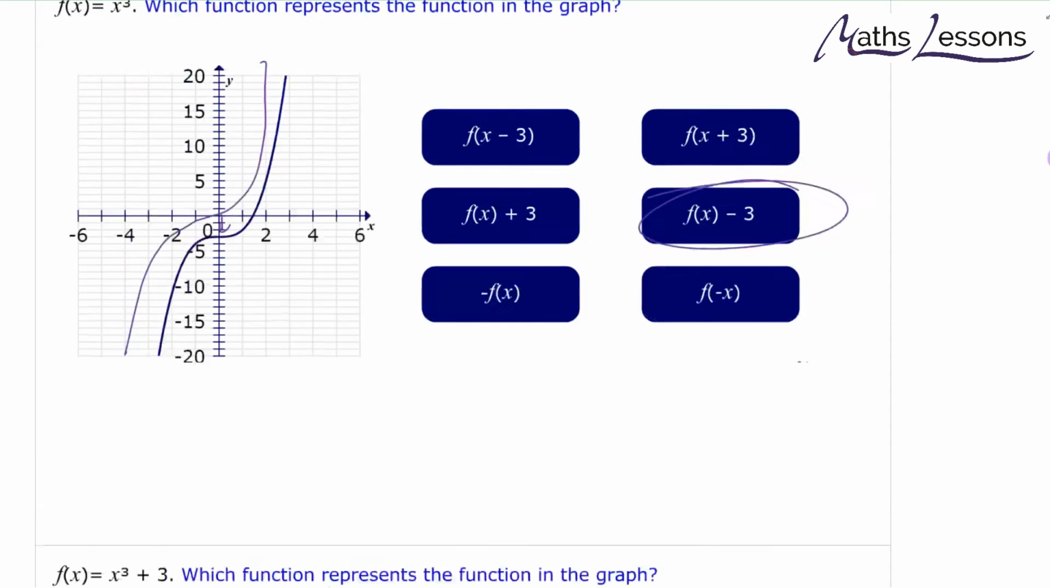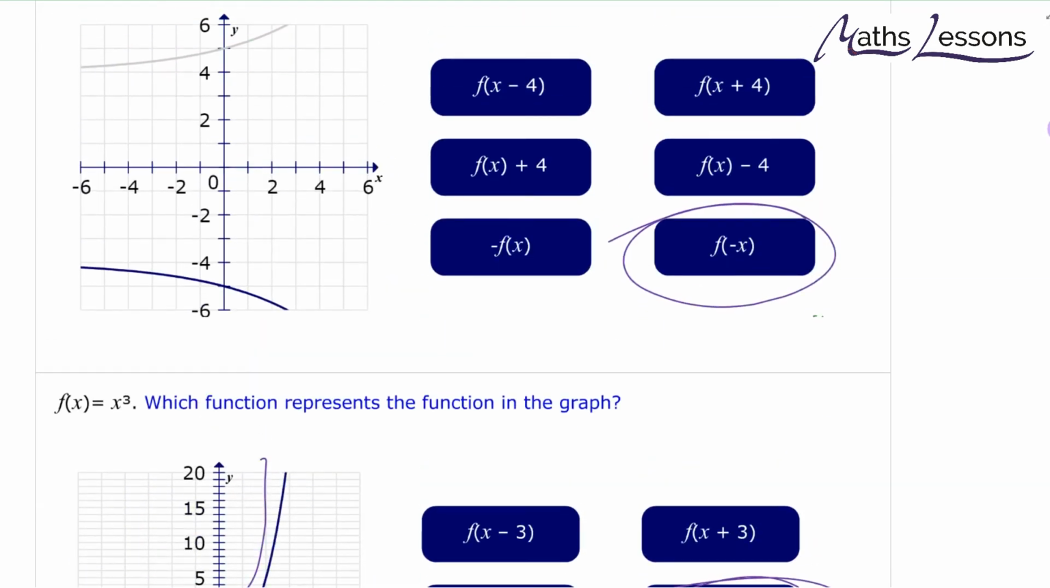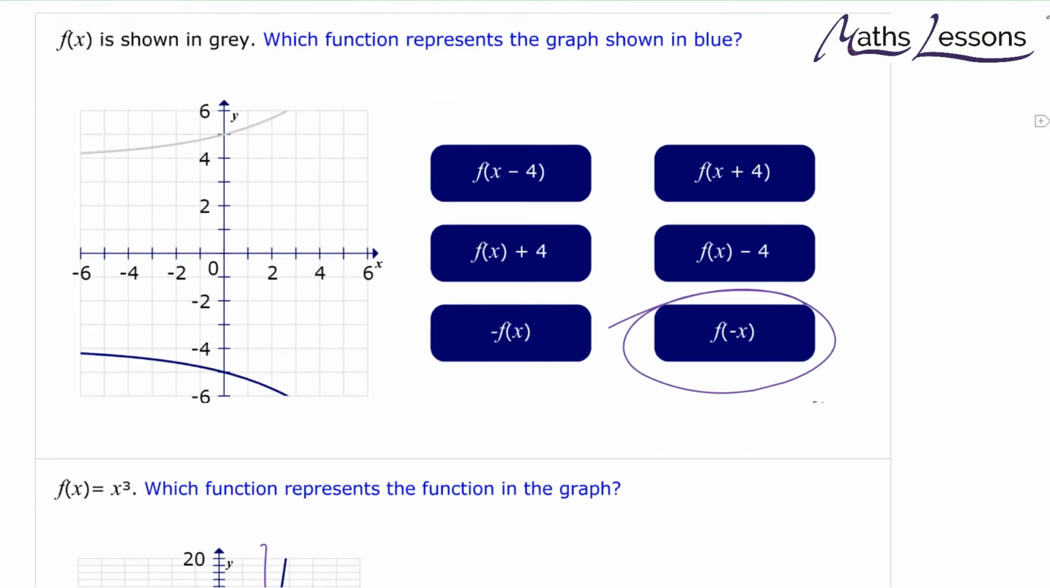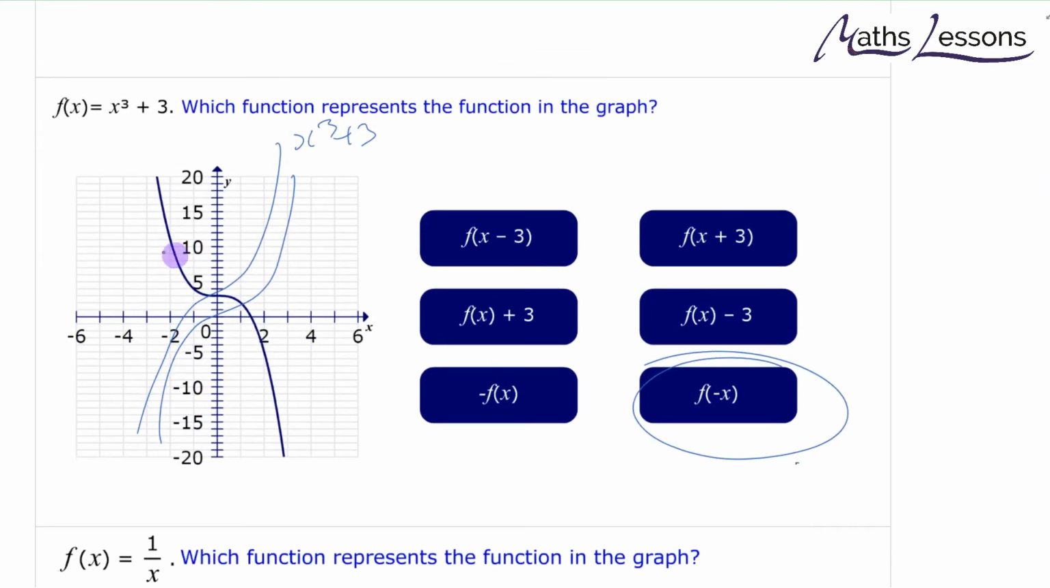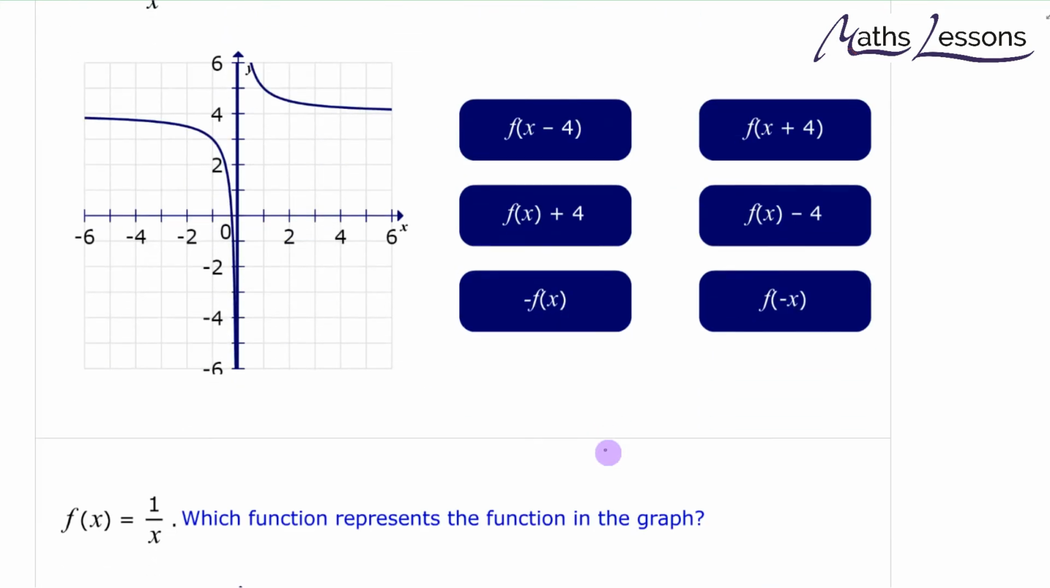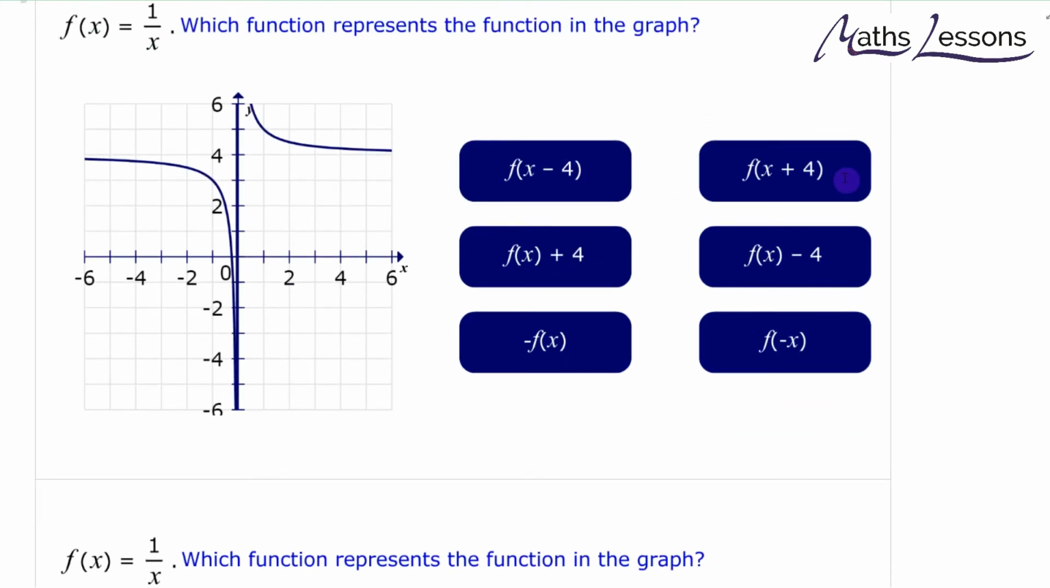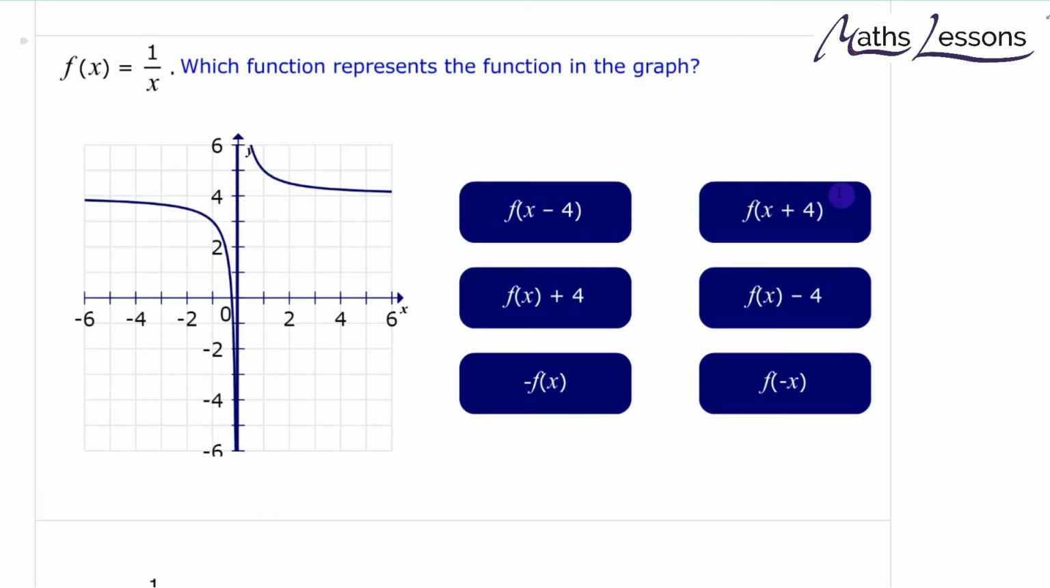I'm just going to check my previous reflection. I've made a mistake here. Sorry about that. This one was wrong. Okay, it's reflection in the x-axis, and therefore, because the movement's in the y, it's always on the outside of the function, and we get minus f of x. Sorry about that. Let's go back down to this one. So this one's a reflection in the y-axis, so it's f of minus x. Going down to the next question. 30 seconds.